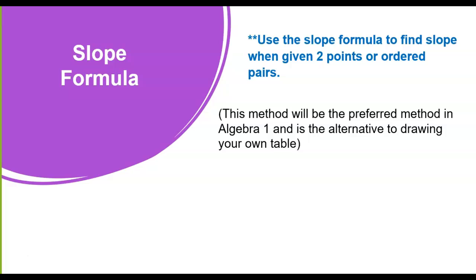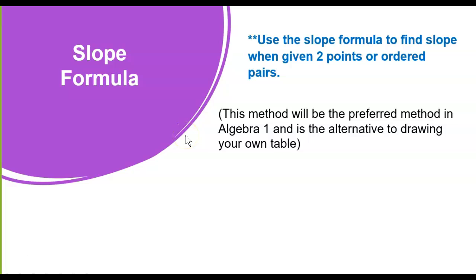This method will be the preferred method in Algebra 1 and is the alternative to drawing your own table. If you remember from Friday when we had 2 ordered pairs, we drew a table and we found the slope. Well, this is just another way, by using the slope formula. And when you get to Algebra 1, your algebra teacher probably is not going to go off to the side and draw a table. They're just going to use the formula.